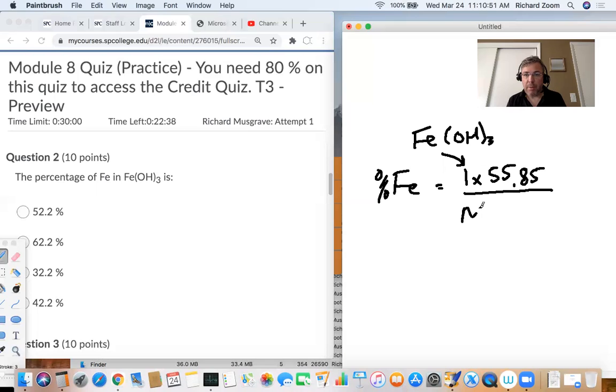And then this will be over the molecular weight of Fe(OH)3. And that'll be multiplied by 100%. And that'll give us the percentage. So whichever one of those is closest, that'll be the one you'll pick.